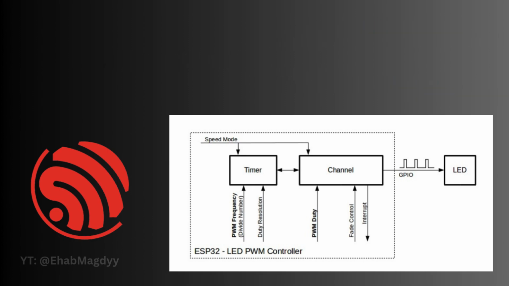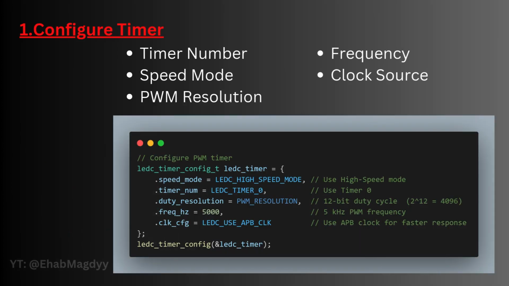Now let's see the steps to generate and control a PWM signal. First, we need to configure a timer by specifying the following: the timer that will be used, the timer speed mode, the PWM signal's frequency, and duty cycle resolution.